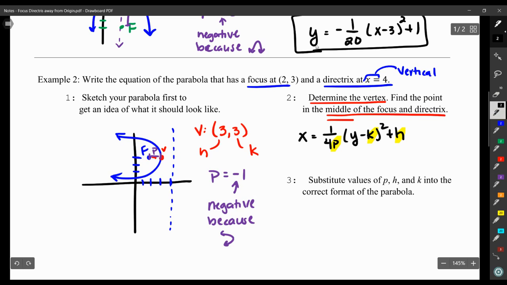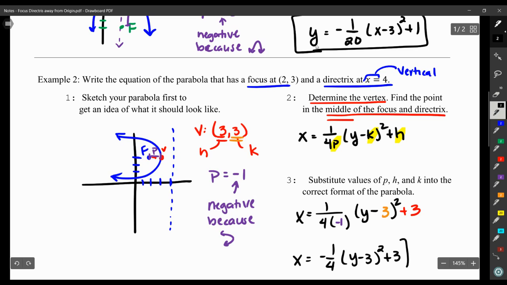Now that I have my values, we can substitute them in. So x equals 1 over 4 times the p value of -1. Parenthesis, y minus k, which is actually this 3 is the k, squared, plus h, which is this 3 here. So they are the same number, but they are 2 different 3's. And all we need to clean up is the bottom. So x equals -1 over 4, because 4 times -1 makes -4, times y minus 3 squared plus 3.